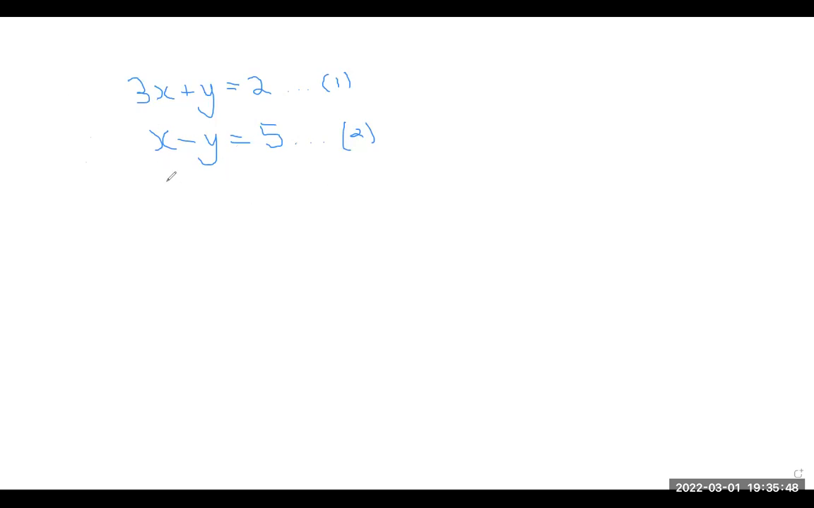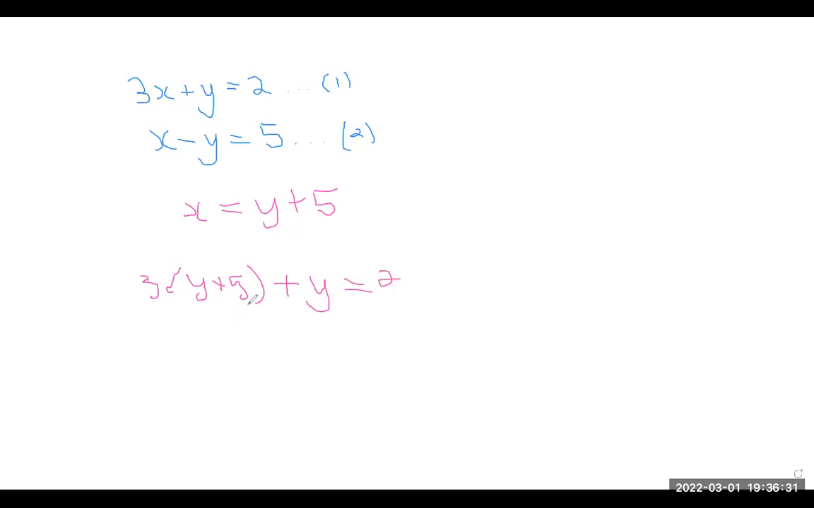So I'm taking equation 2 and I want to make x the subject first. So x is y plus 5. Then taking this expression for x, the y plus 5, I'm going to substitute it into the first equation. So this would become 3, instead of putting x, I'm going to replace it with the y plus 5. So 3, plus, that's a bracket, y plus 5, plus y, and this is going to be equal to 2.